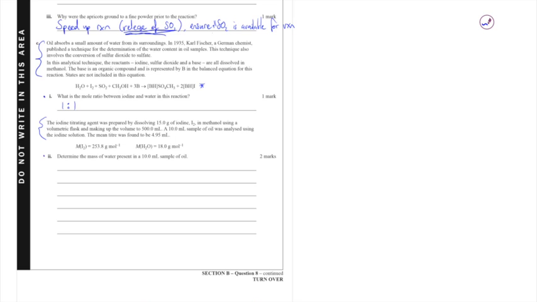Determine the mass of water present in a 10 ml sample of oil. Okay, cool. So now we're definitely going to have to start using some of those equations and some of those values. So determine the mass of water present.